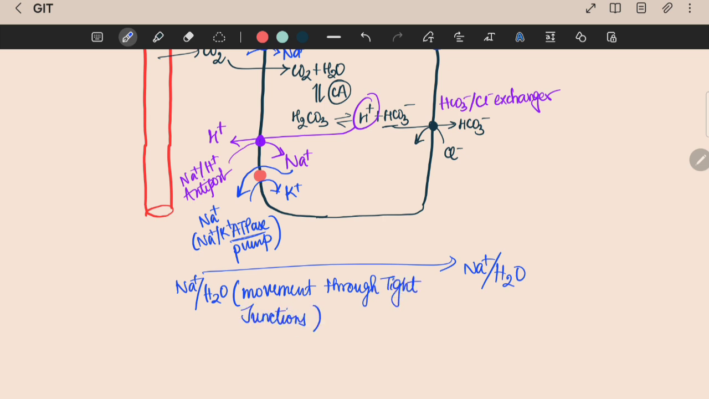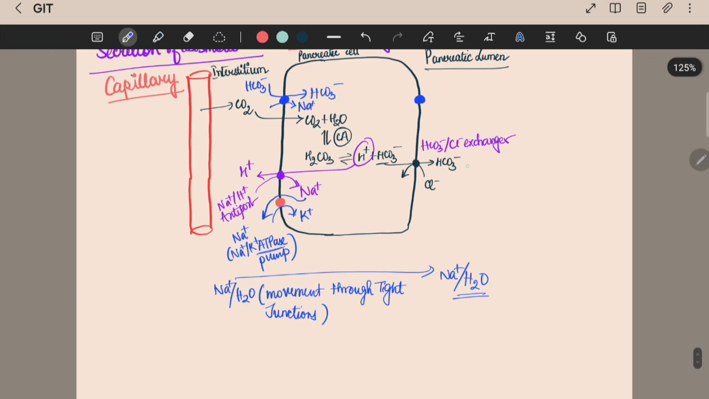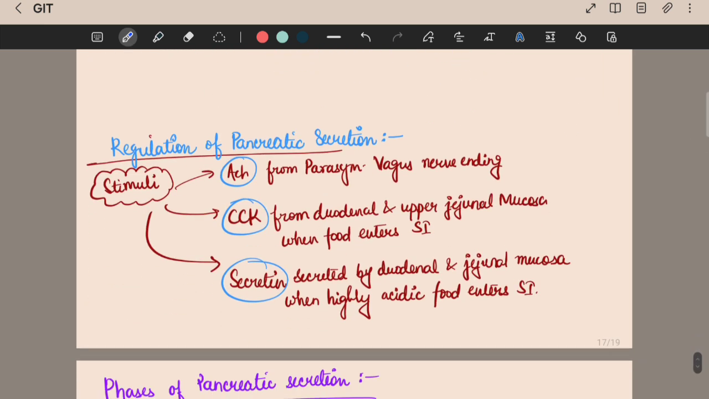Overall movement of sodium and bicarbonate from the blood into the ductal lumen creates an osmotic pressure gradient, and water is dragged by the osmotically active particles. And like this, there is an almost completely isoosmotic bicarbonate solution. Mainly the pancreatic lumen side has bicarbonate that is isoosmotically present. Okay, now talking about the regulation of the pancreatic secretion.